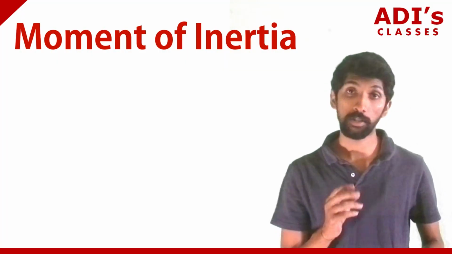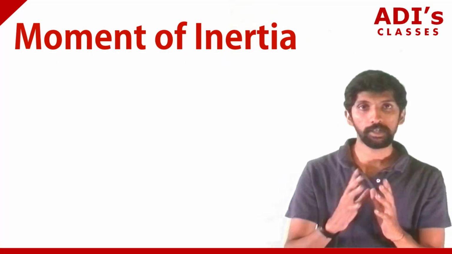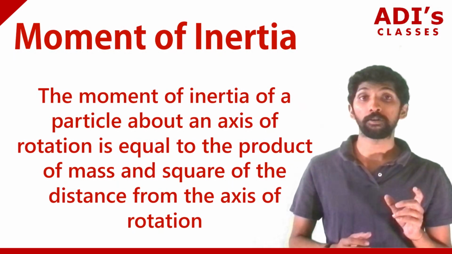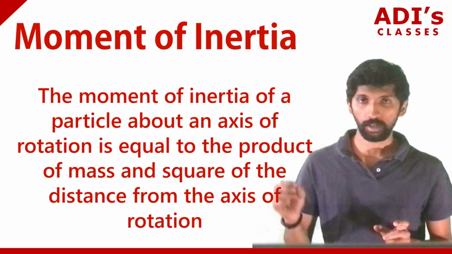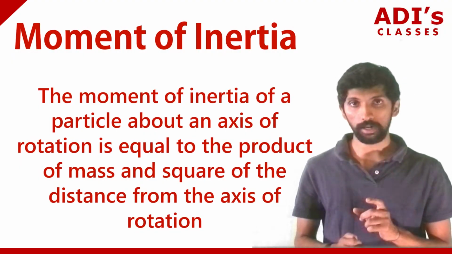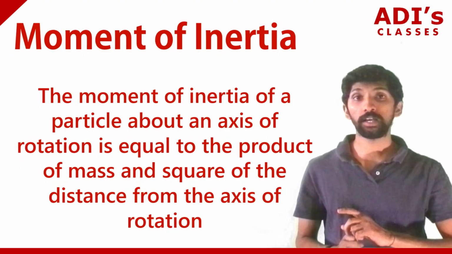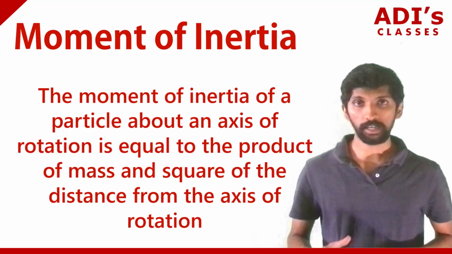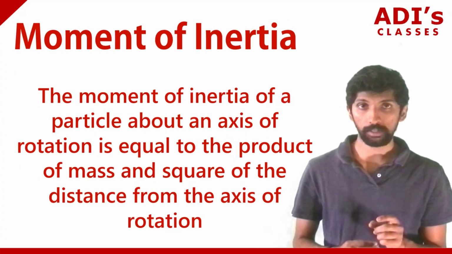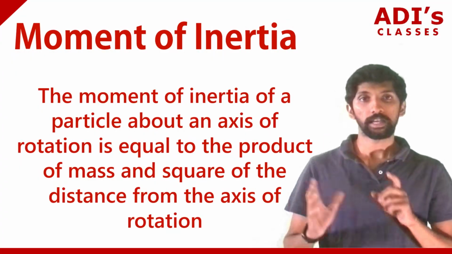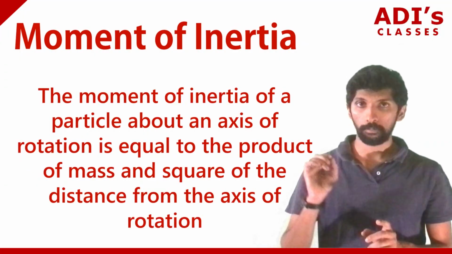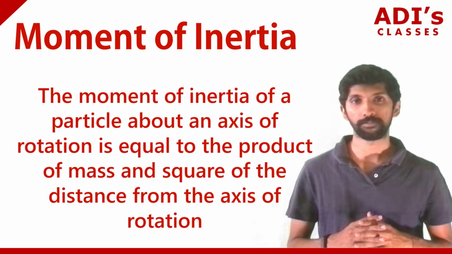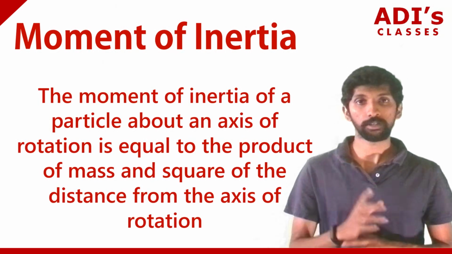So let me explain what is moment of inertia. How we define it is: the moment of inertia of a particle about an axis of rotation is equal to the product of the mass of the particle and the square of the distance from the axis of rotation. I'll repeat this again. The moment of inertia of a particle about an axis of rotation is equal to the product of the mass of the particle and the square of the distance from the axis of rotation. So this is basically moment of inertia.